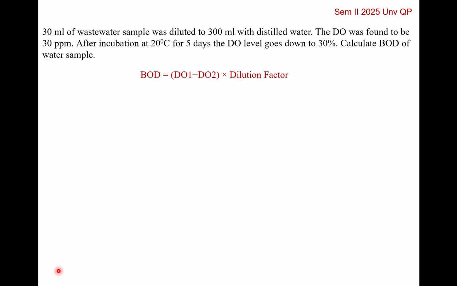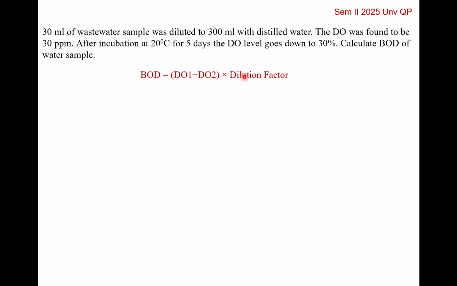Let's see something else now. 30 ml of wastewater sample was diluted to 300 ml. The dissolved oxygen was found to be 30 ppm. ppm is the same as mg per liter. After incubation at 20 degrees Celsius for 5 days, dissolved oxygen level goes down to 30%. Calculate BOD. When BOD is asked, the first thing that should click in your mind is the formula.